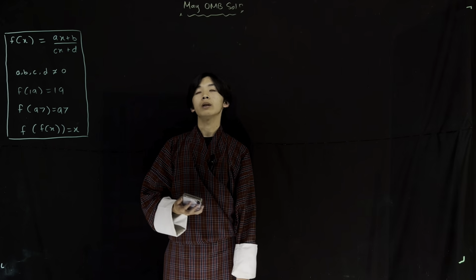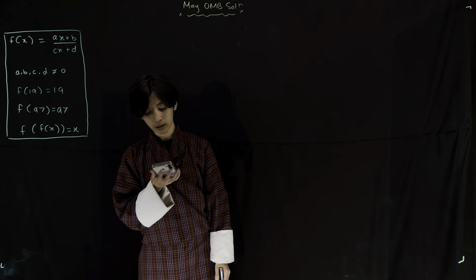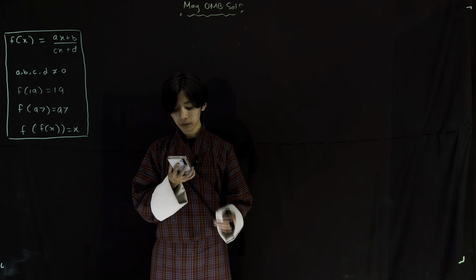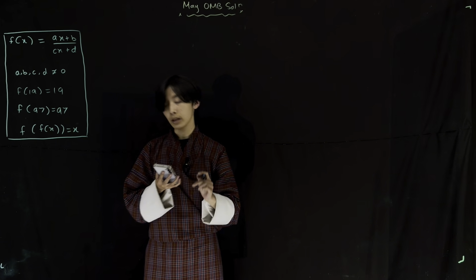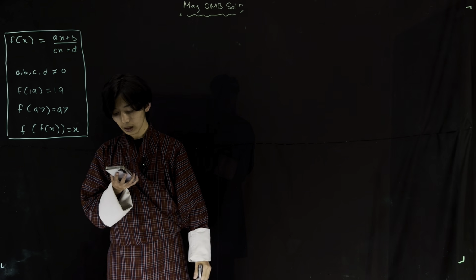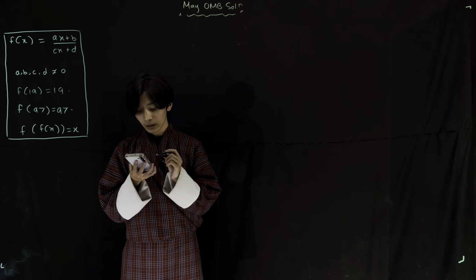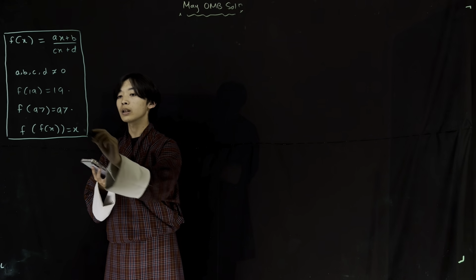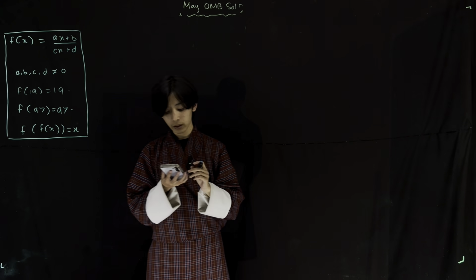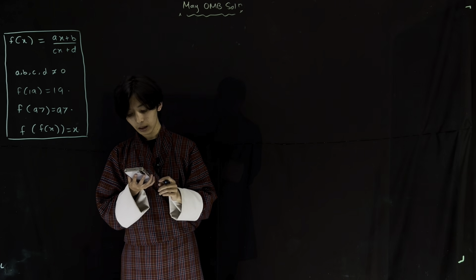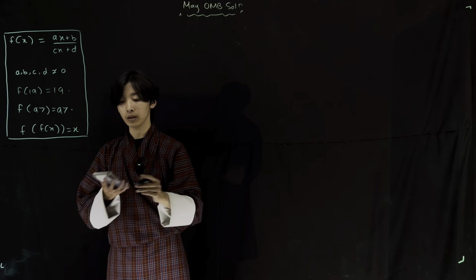So today we will be looking into the May OMB solution. The question says the function f defined by f of x given here, where a, b, c, d are non-zero real numbers, has the properties. The two properties are given over here. And then the last property, f of x is equal to x for all values except negative d by c, and we are asked to find the unique number that is not in the range of the function given here.